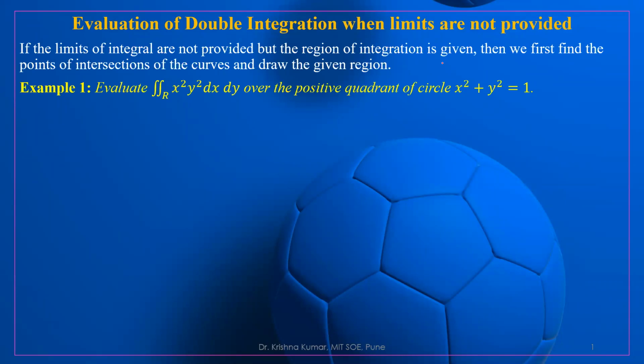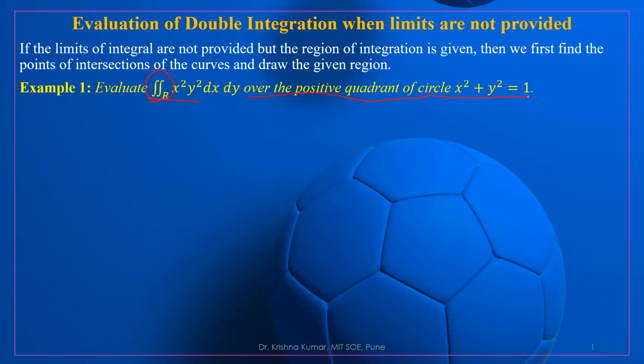Evaluate the double integration over the region R of x square y square dx dy over the positive quadrant of the circle x square plus y square equal to 1. So now here, if you see the question, the double integration of x square y square is given, but the limit of the integration is not given over here. It is given that we have to find this integration over the positive quadrant of the circle x square plus y square equal to 1.